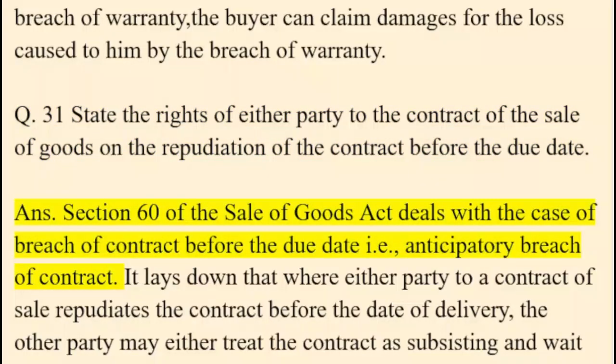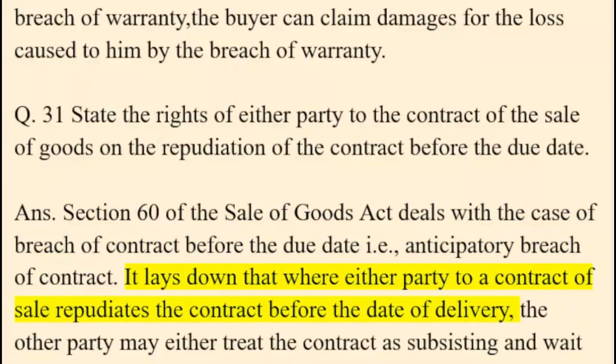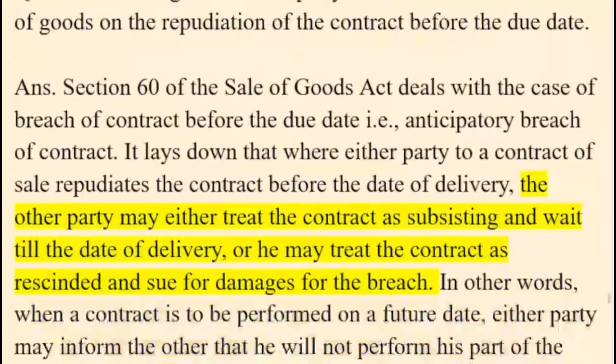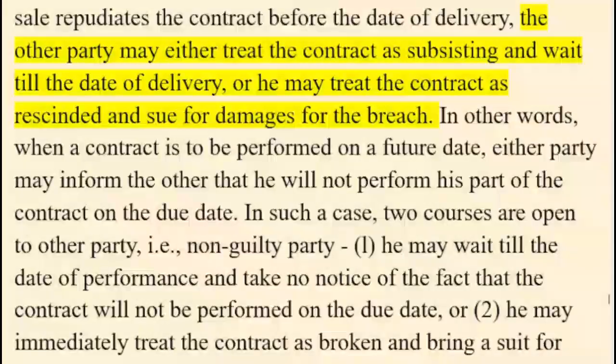Ans. Section 60 of the Sale of Goods Act deals with the case of breach of contract before the due date, i.e., anticipatory breach of contract. It lays down that where either party to a contract of sale repudiates the contract before the date of delivery, the other party may either treat the contract as subsisting and wait till the date of delivery, or he may treat the contract as rescinded and sue for damages for the breach.